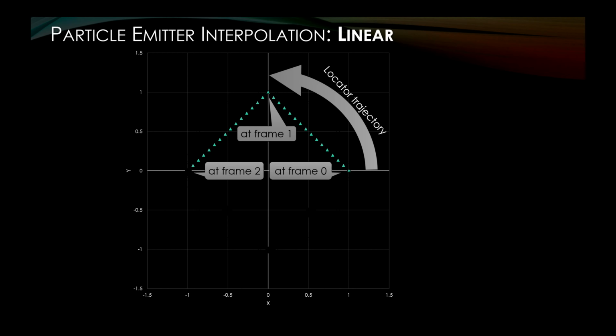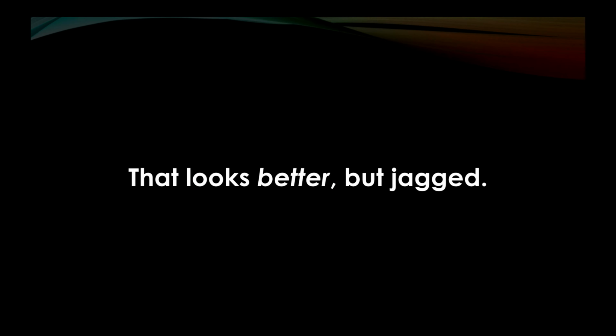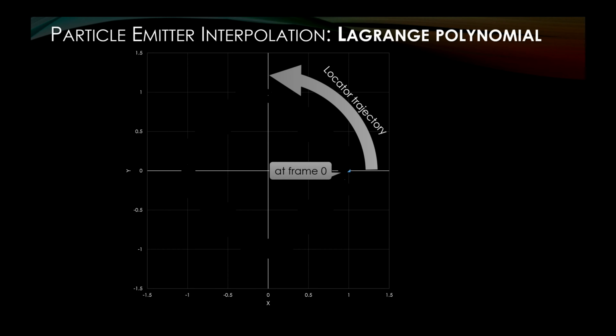And we keep doing that. So in frame 2, we again connect the dots with a straight line, frame 3, and so on. And now instead of having huge gaps, we have a nice filled in look to it. There's one problem though. This looks better, but it also looks kind of jagged. So let's try something else. Let's try smoothing out that trajectory.